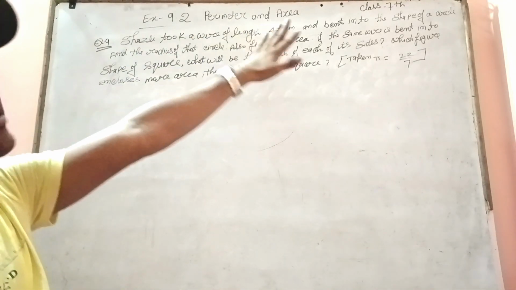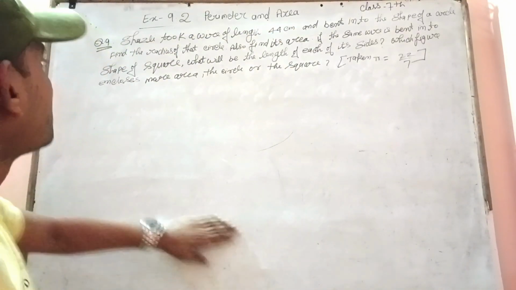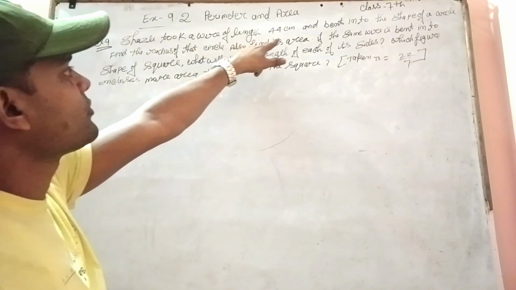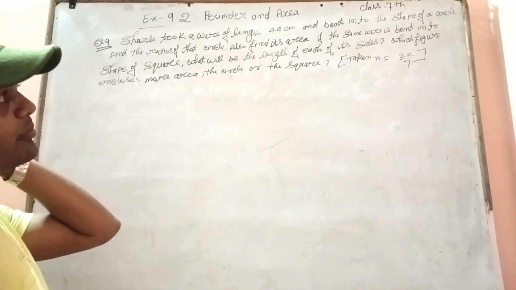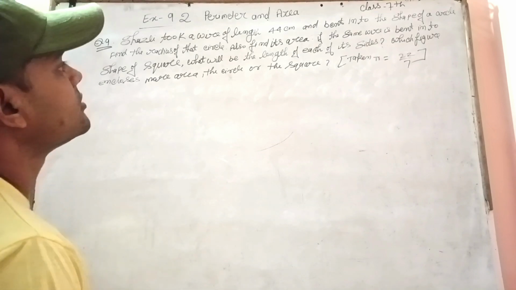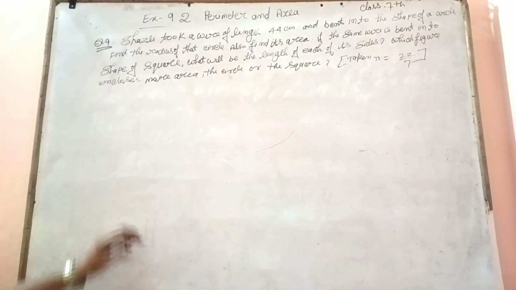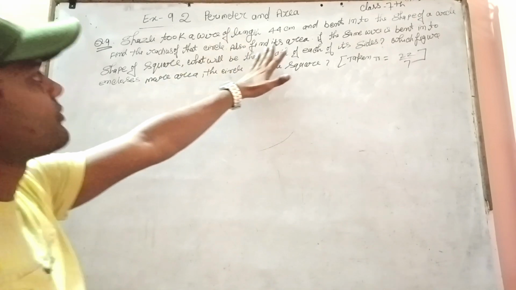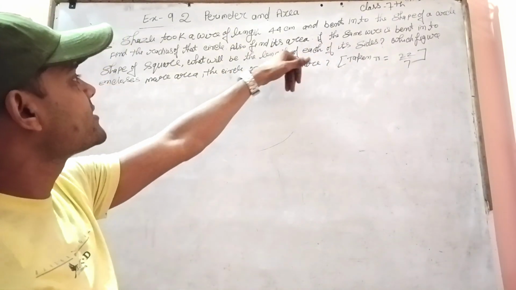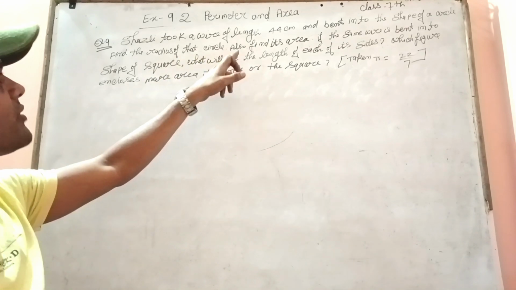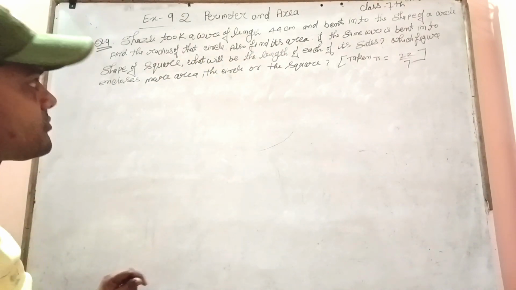Exercise 9.2, perimeter and area. Question number 9. Sajli took a wire of length 44 centimeter and bent it into the shape of a circle. Find the radius of the circle and also find its area.